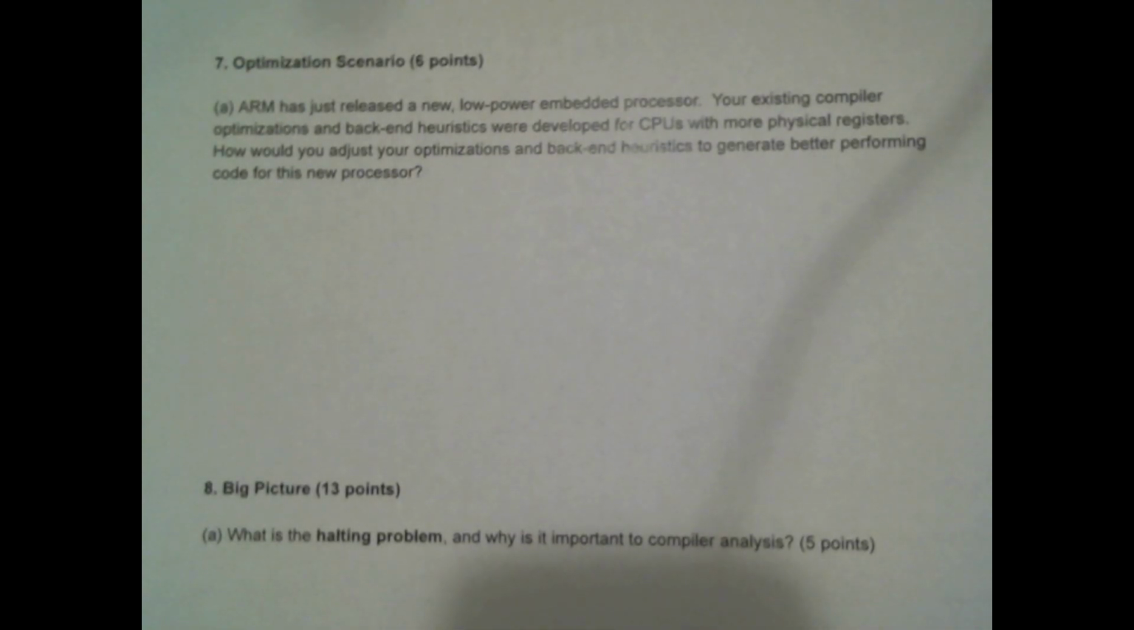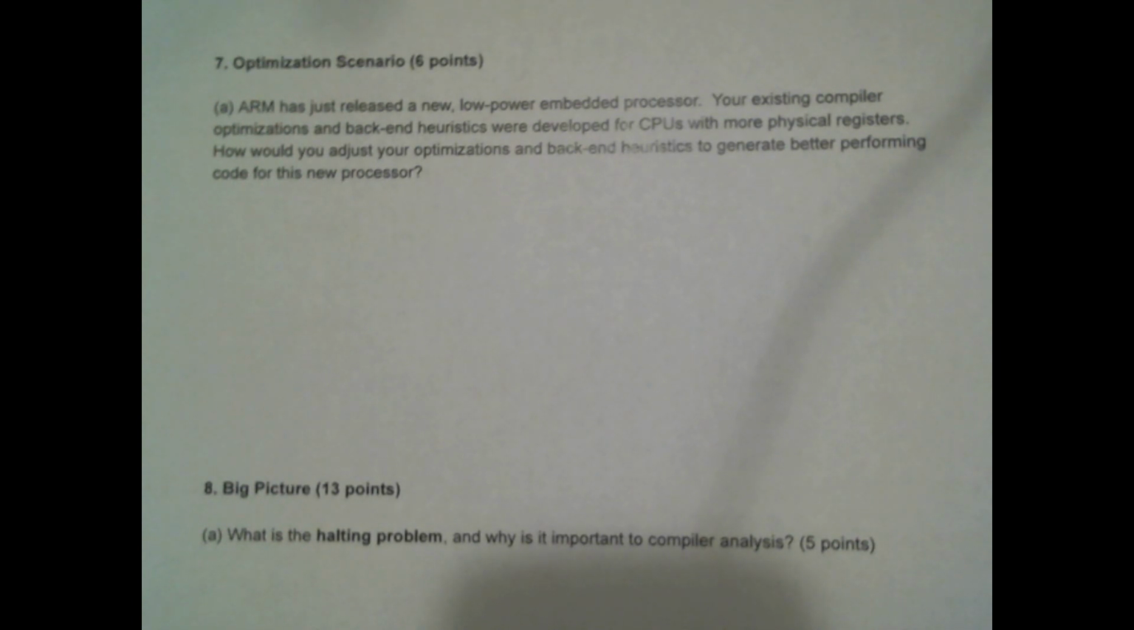Okay, on to the last page of the practice exam. So the first question here is an optimization scenario. It says, ARM has just released a new low-power embedded processor. Your existing compiler optimizations and backend heuristics were developed for CPUs with more physical registers. How would you adjust your optimizations and backend heuristics to generate better performing code for this new processor?